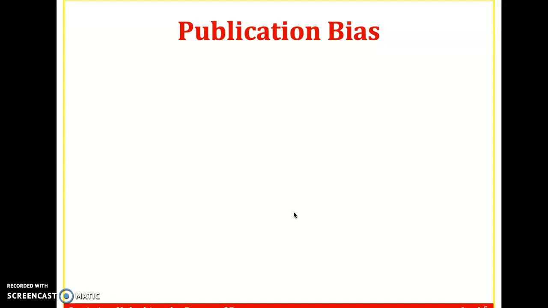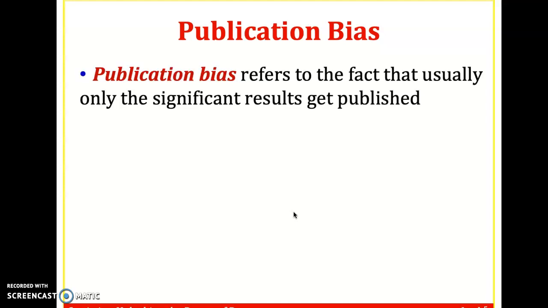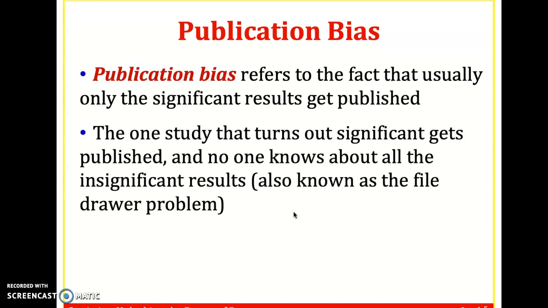We finished the last video talking about publication bias, which refers to the fact that only statistically significant results tend to get published in academic journals, health journals, medicine journals, that kind of thing. Usually the one study that turns out significant gets published, and no one knows about all the statistically insignificant results. This is known as the file drawer problem. All those studies and experiments that do not lead to low enough p-values get put away, and the general public, or at least the set of researchers or experts, don't see those statistically insignificant results.